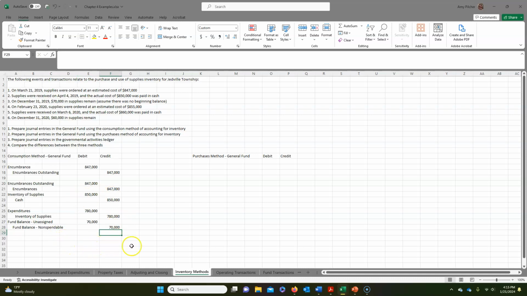And then we're going to record that we had fund balance. Okay, so got that. Then we're going to record the closing entries. So we have the closing entries for our supplies account or our expenditures account.